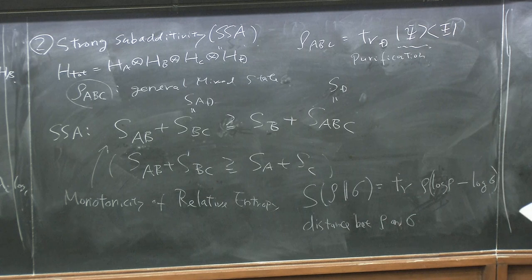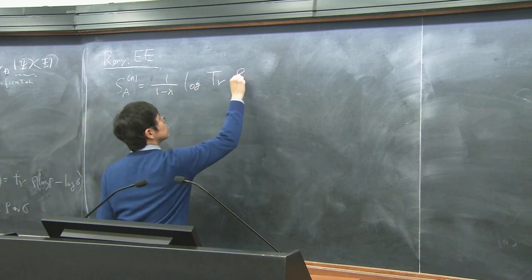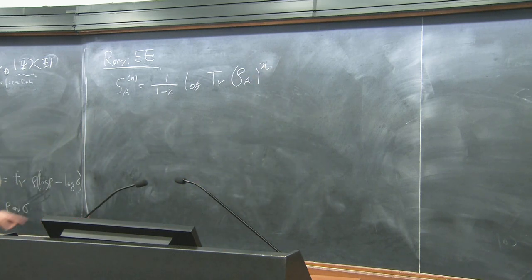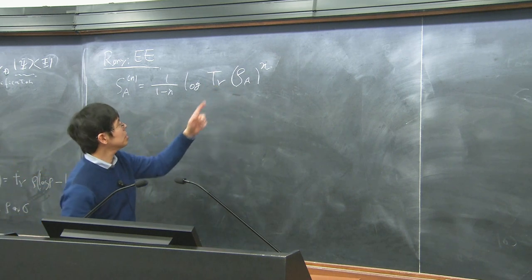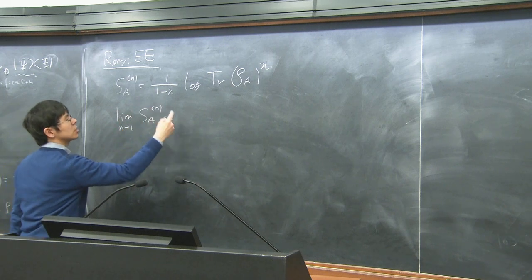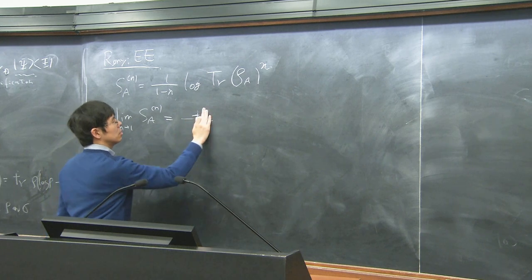Anyway, unfortunately I don't have enough time to explain. I would also like to mention, as it is useful for our later purpose, the Rényi entropy, Rényi entanglement entropy. This is a generalization of the von Neumann entropy. It is defined simply this way: 1 over (1 minus n) times log of trace rho_A to the nth power. Log rho often turns out to be very difficult to compute, so we start with just a power of the density matrix. Then if we take the n goes to 1 limit, this becomes a derivative, and we recover the von Neumann entropy.